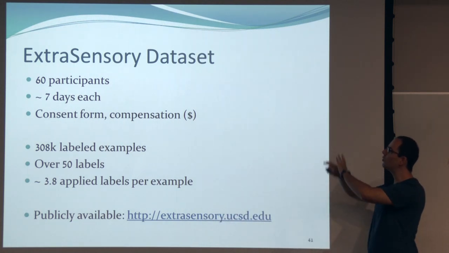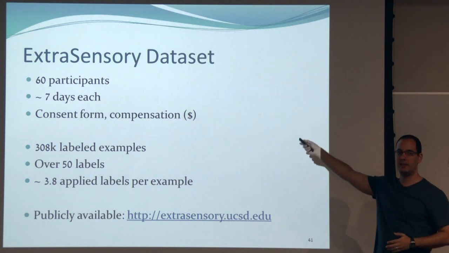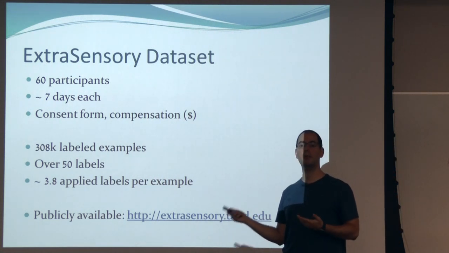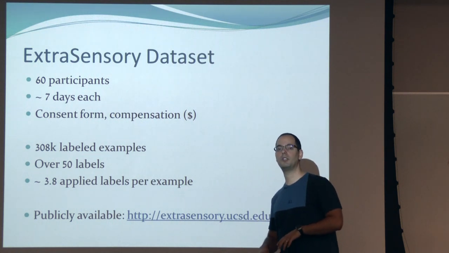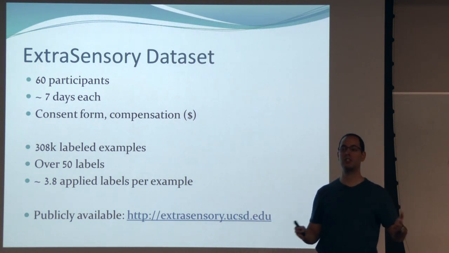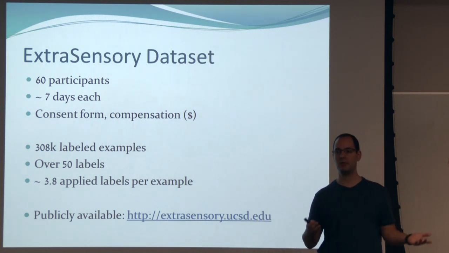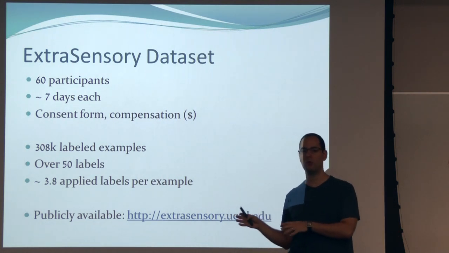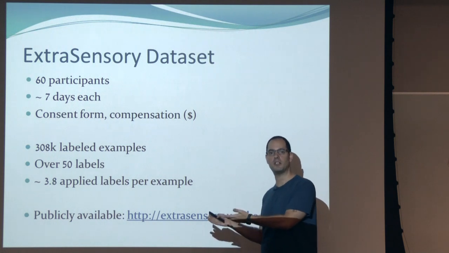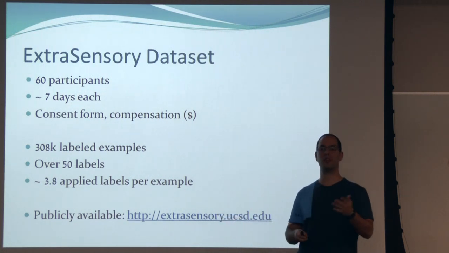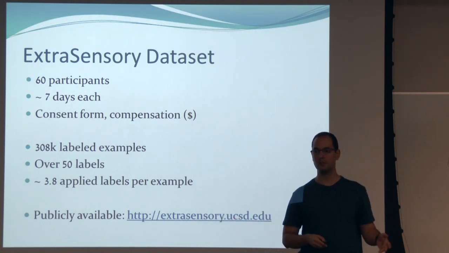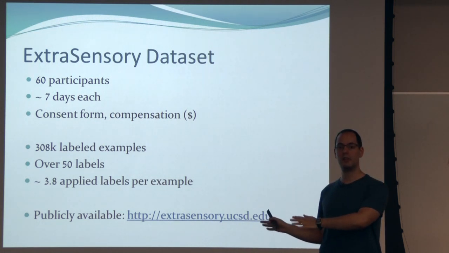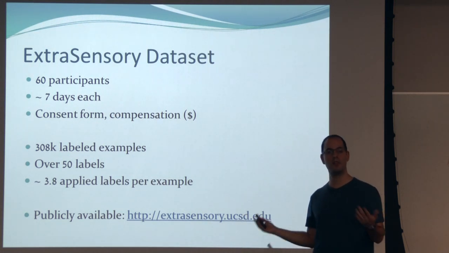We curated the ExtraSensory data set. It has over 300,000 labeled minutes, labeled with a variety of over 50 different context labels from different aspects of behavior. And these were rich annotations. So on average, every example, every minute, was labeled with more than 3 different context labels. So this is by far a larger data set than any of the previous data sets in the field.